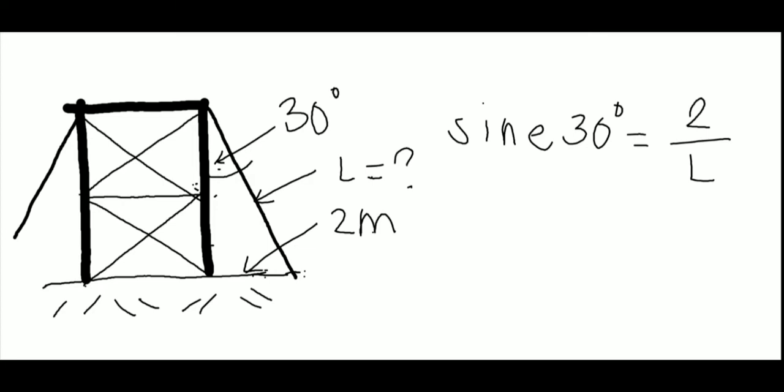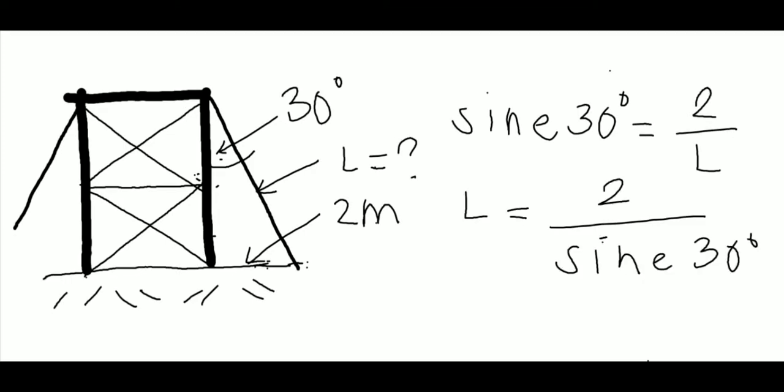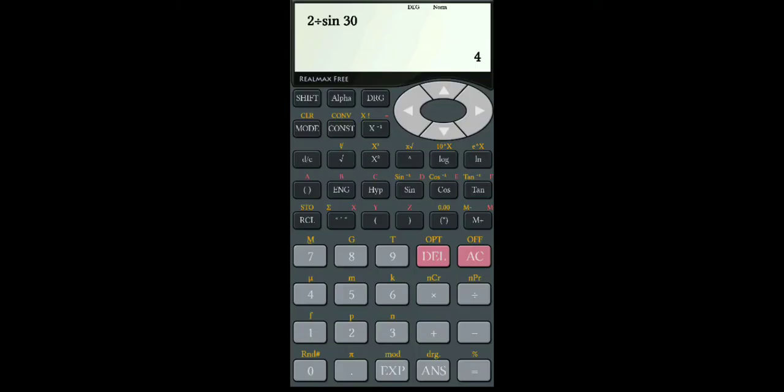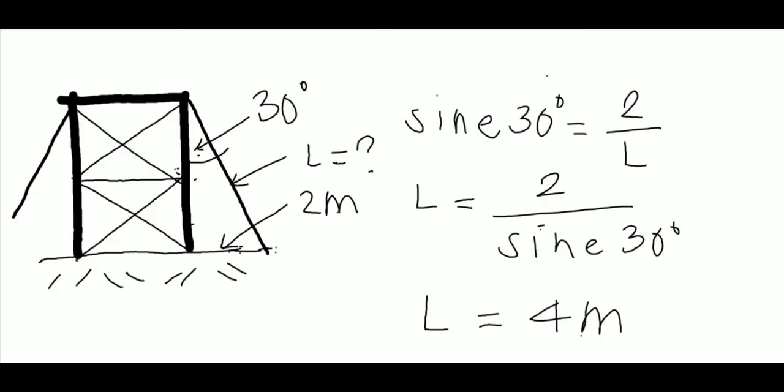To find the length of the brace support of the scaffolding, multiply both sides of the sine equation by L, then divide both sides by sine 30 degrees. Thus, the equation will now be the length L is equal to 2 meters divided by sine 30 degrees. Using the scientific calculator, the length of the brace support of the scaffolding is equal to 4.